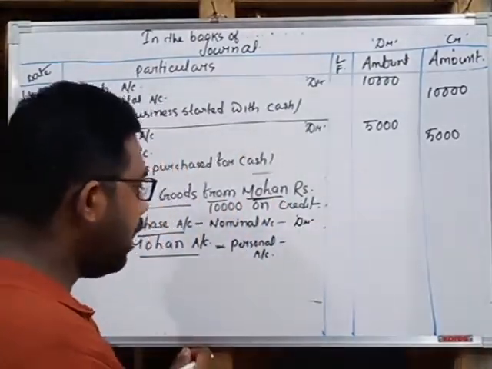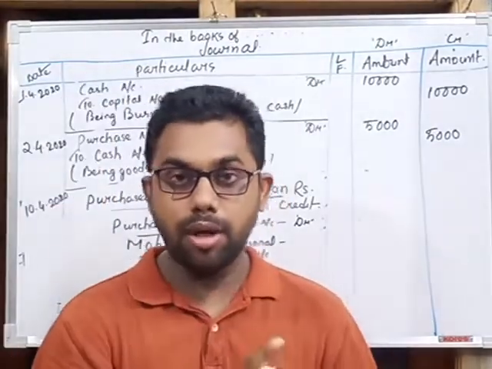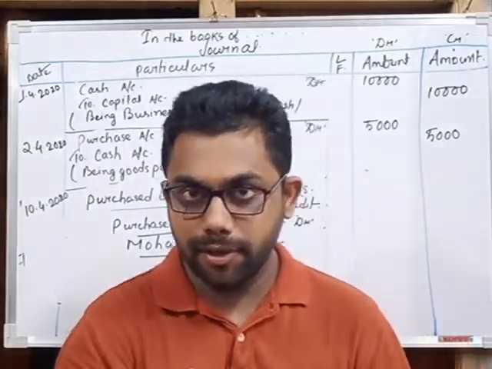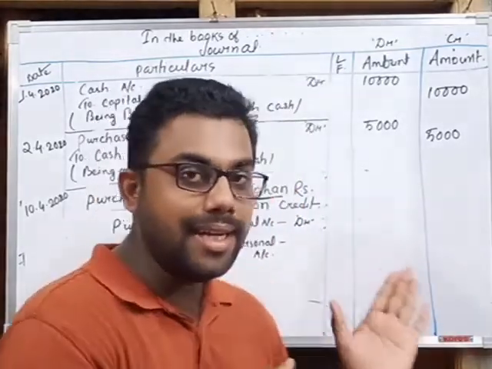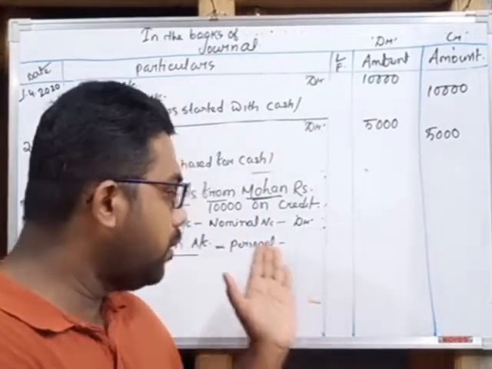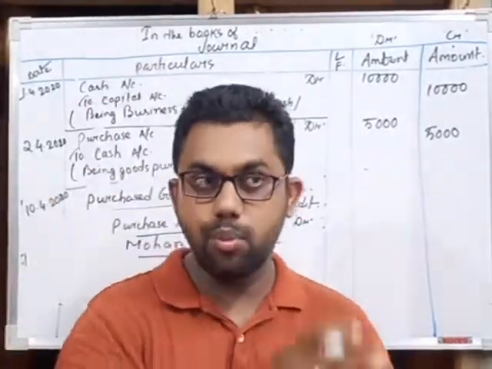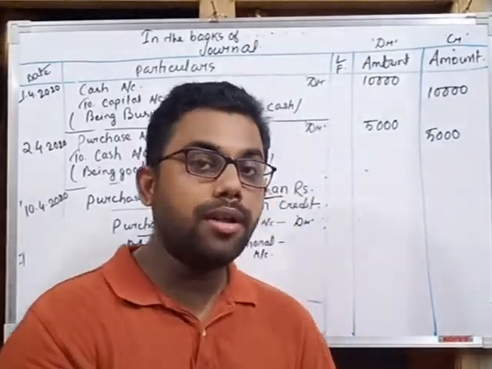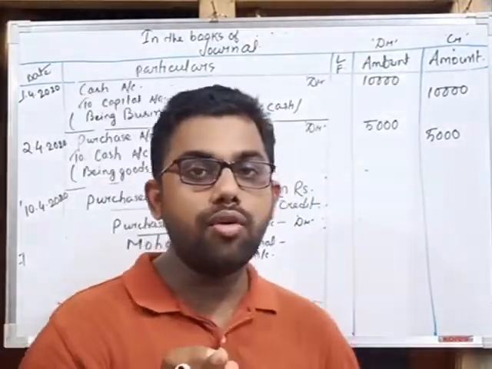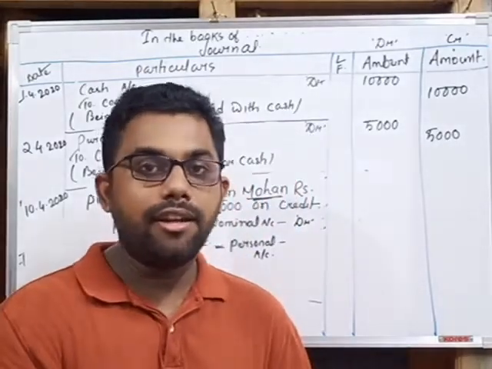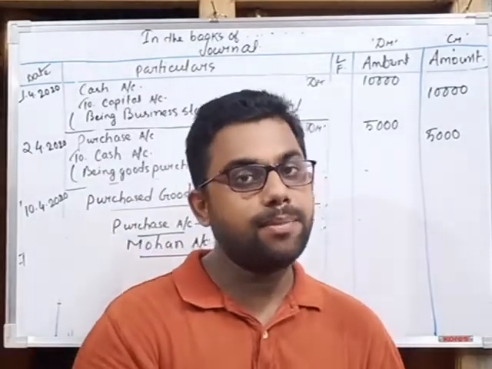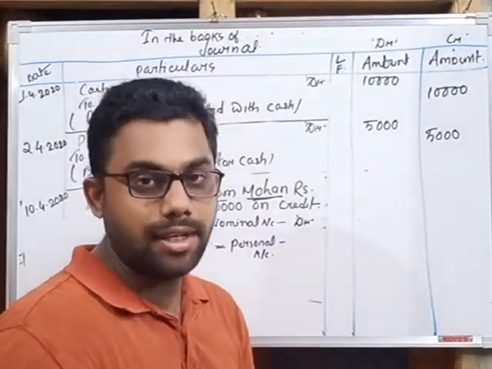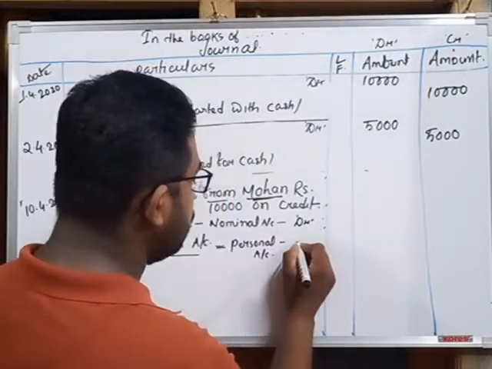And Mohan account is a personal account. And what is the rule for personal account? Personal account, the debit means the receiver of the benefit. So in that case, we have purchased goods from Mohan. That means Mohan will not receive anything. Instead, Mohan will be the giver of the benefit. So what is the golden rule of debit and credit for personal account? The debit means the receiver of the benefit and credit means the giver of the benefit. So in that case, Mohan sold goods to us. That means Mohan is the giver of the benefit. So he will be credited.